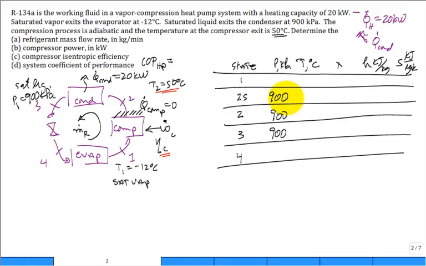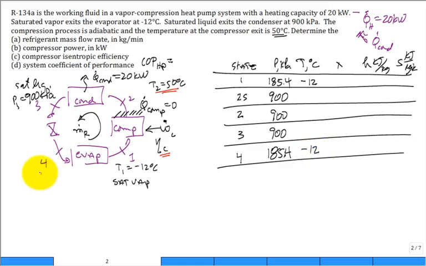The saturation pressure at -12. The table helps us in the appendix, and we pick up that it's around 185.4, about 1.854 bar. That's with the temperature -12 degrees C.